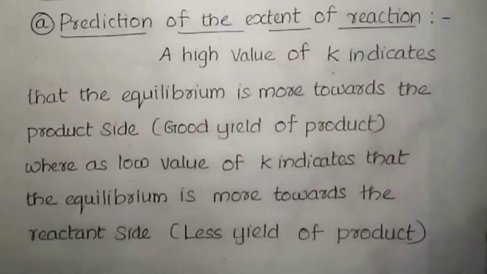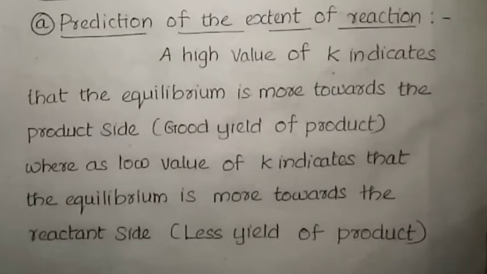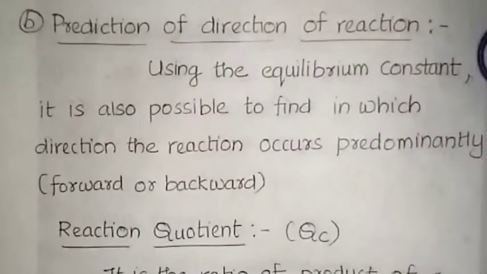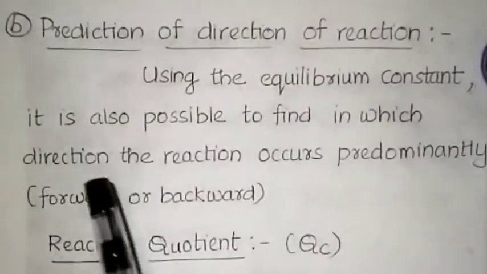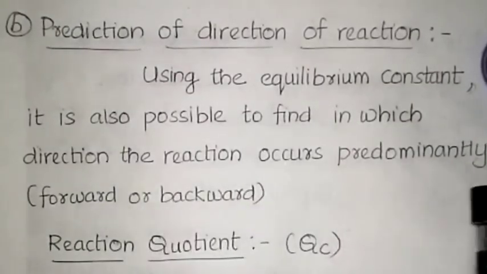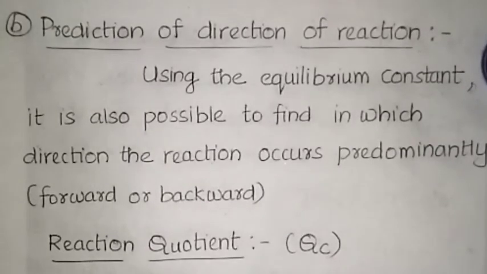But in the case of less value of K, the reaction is more towards the reactant side. That means the products change to reactants. The reverse reaction is favorable. The second one, prediction of direction of reaction. Using the equilibrium constant, it is also possible to find in which direction the reaction occurs predominantly, forward or backward. That can be predicted by using the value of K.